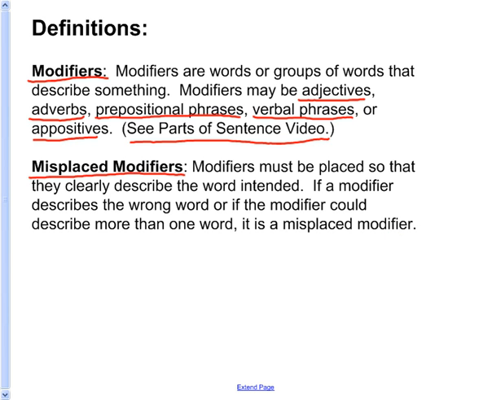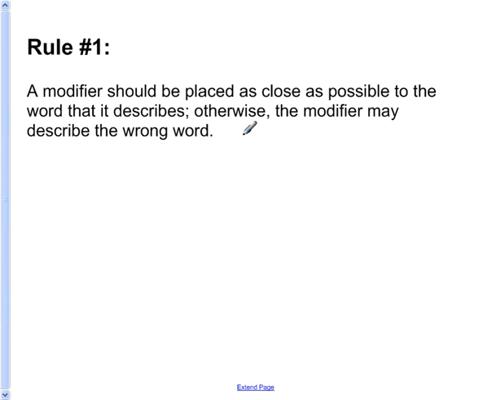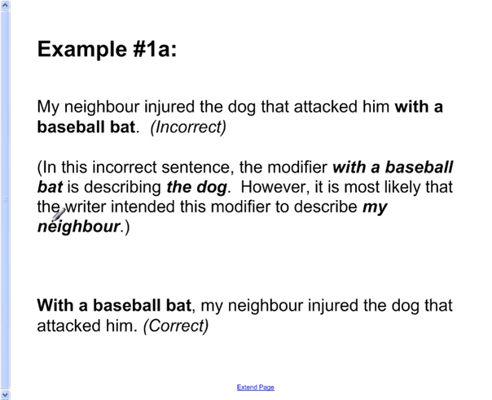Let's look at a couple of rules. First, rule number 1. A modifier should be placed as close as possible to the word that it describes. Otherwise, the modifier may describe the wrong word. Here's an example. My neighbor injured the dog that attacked him with a baseball bat. Well, with a baseball bat is a modifier in this sentence. It's a prepositional phrase. And it's out of place. It's misplaced.